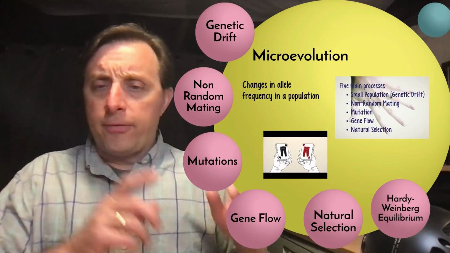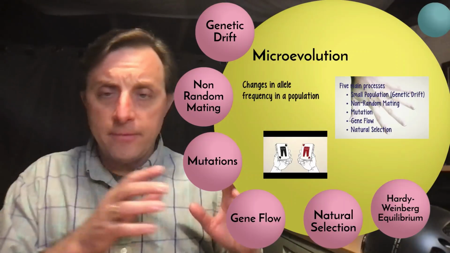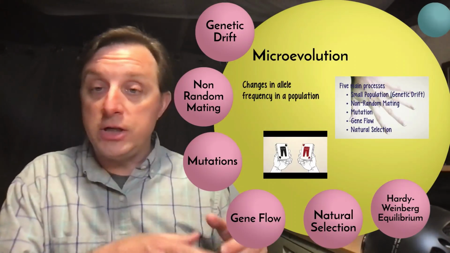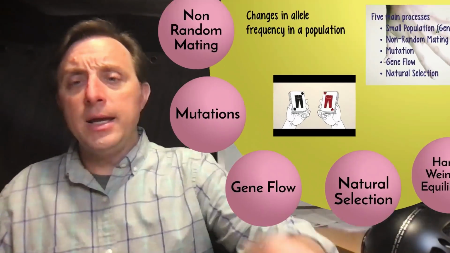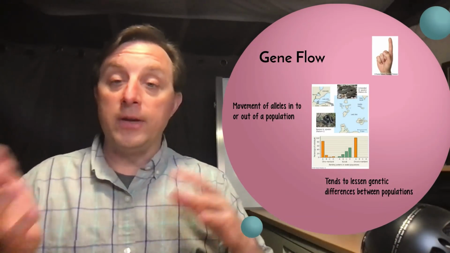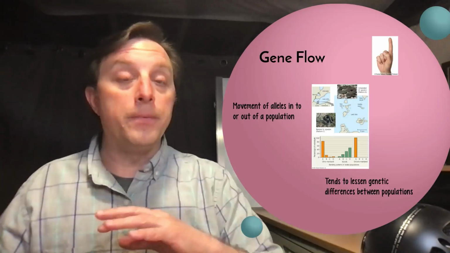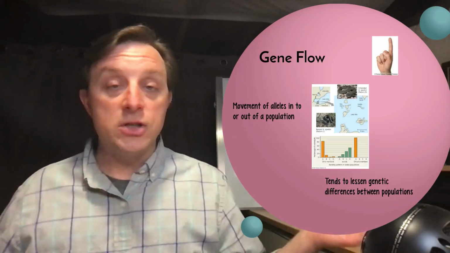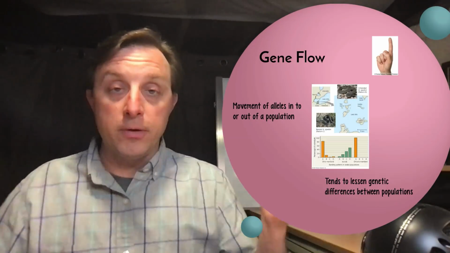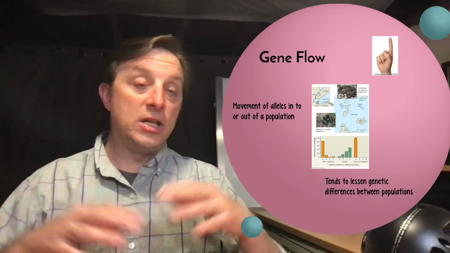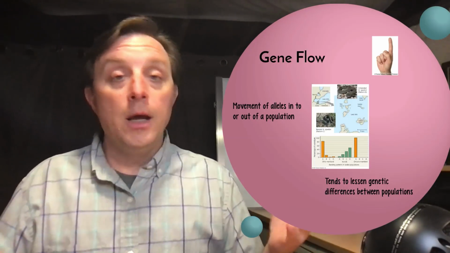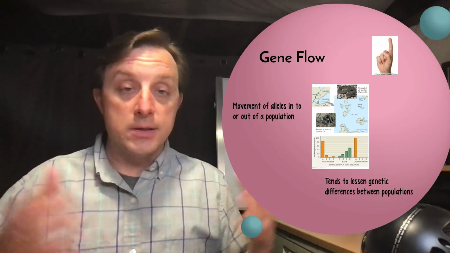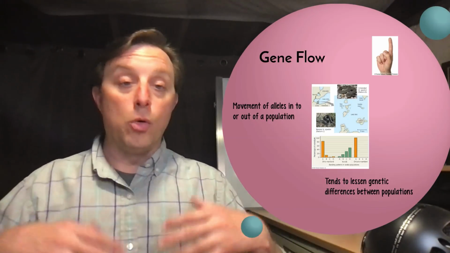All right, our fourth factor here, and this is our final one that is actually random, is gene flow. Gene flow is the movement of alleles into or out of a population. As adjacent populations exchange individuals and they reproduce with each other, they're going to be exchanging genetic information. That tends to lessen the differences between the populations and make the populations more similar.